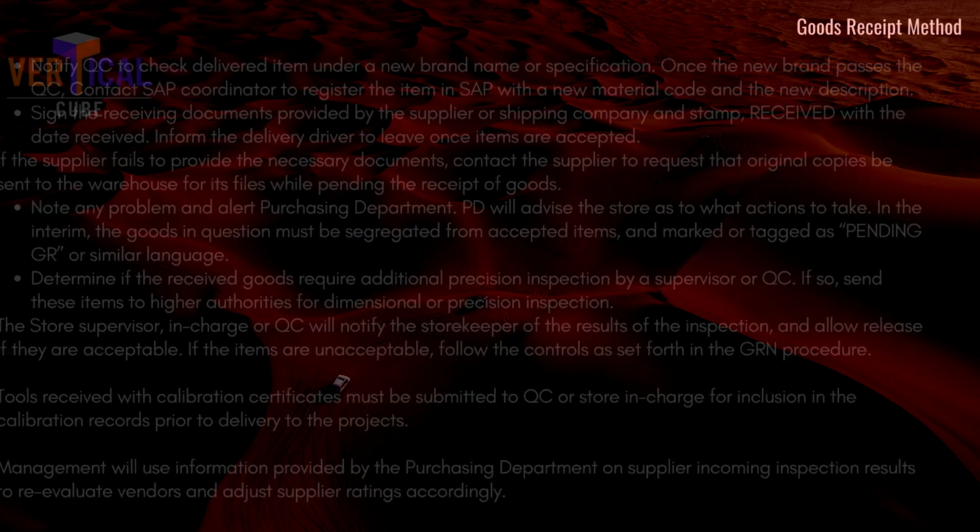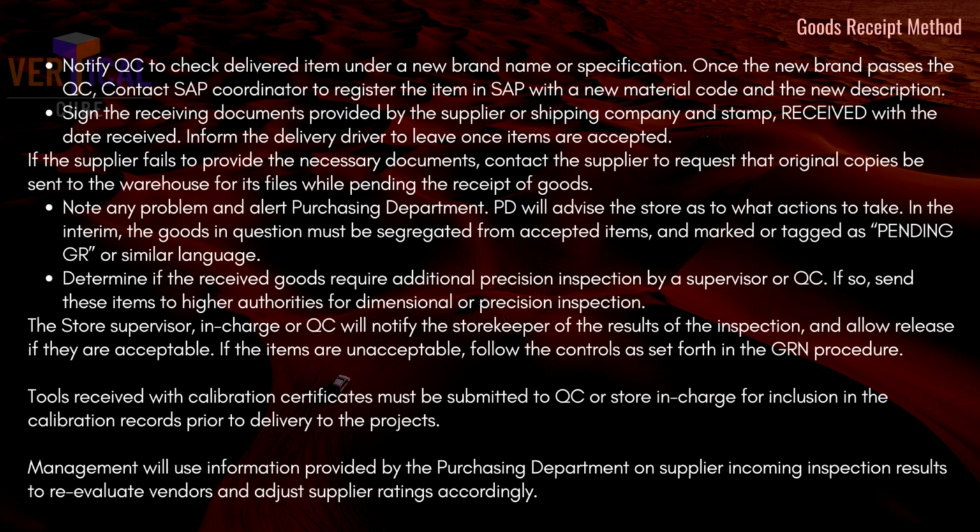1.7. Notify QC to check delivered items under a new brand name or specification. Once the new brand passes the QC, contact the SAP coordinator to register the item in SAP with a new material code and the new description. 1.8. Sign the receiving documents provided by the supplier or shipping company and stamp "received" with the date received. Inform the delivery driver to leave once items are accepted.